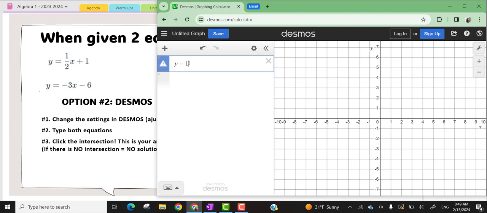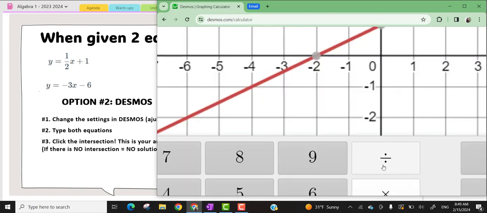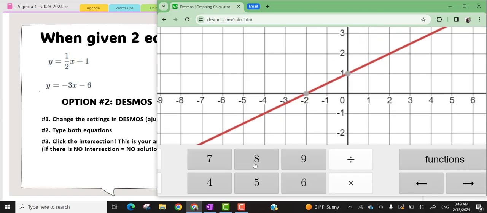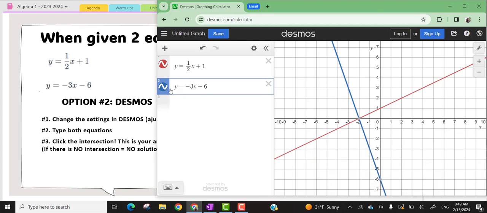Now all you have to do is type the two equations. Ahora escribe las dos ecuaciones. Remember, for a fraction, you need to use the division button. So cuando quieres escribir 1 sobre 2, necesitas usar el botón de división. Okay, so that's my first point and my first line. Then type the second one. Okay, and there, I have the same graph.